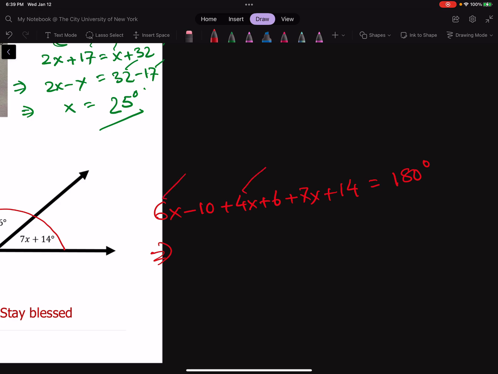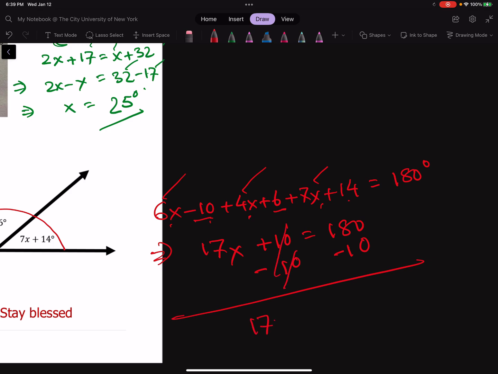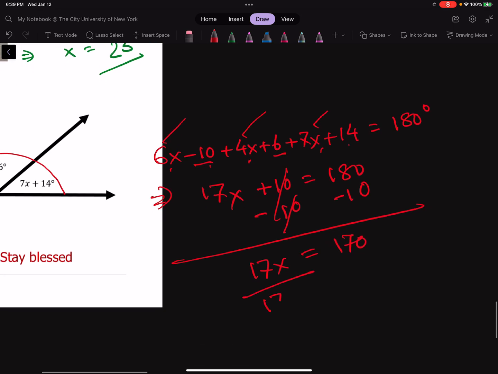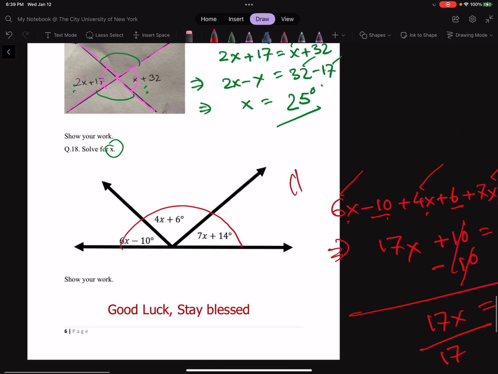So all x's, so 6x, 10x, 17x. Okay, and negative 10 and positive 6 gives you negative 4, and negative 4 and positive 14 gives you positive 10. Okay, so you get 180. So now subtract 10 from that. So you say 17x equals 170. Okay, so once you divide them by 17, you get x equals 10 degree, and that's your answer, 10 degree, and that's for number 18.